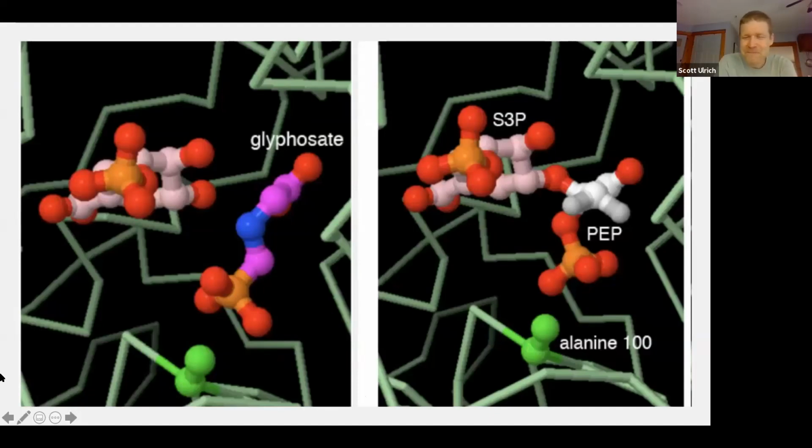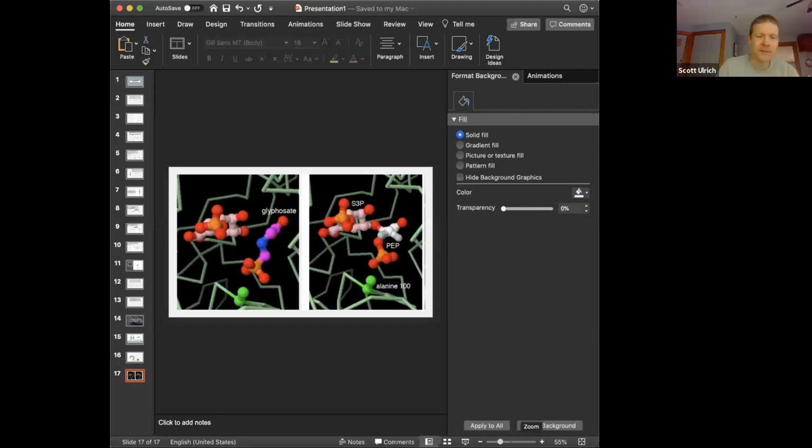Thanks. And then here's just an up close picture: this is S3P, this is the original binding PEP, and this is glyphosate, and you can kind of see how they structurally fit into each other.